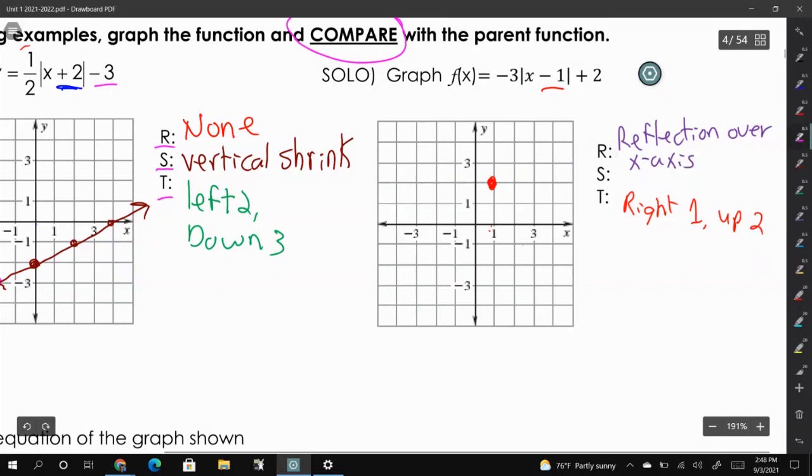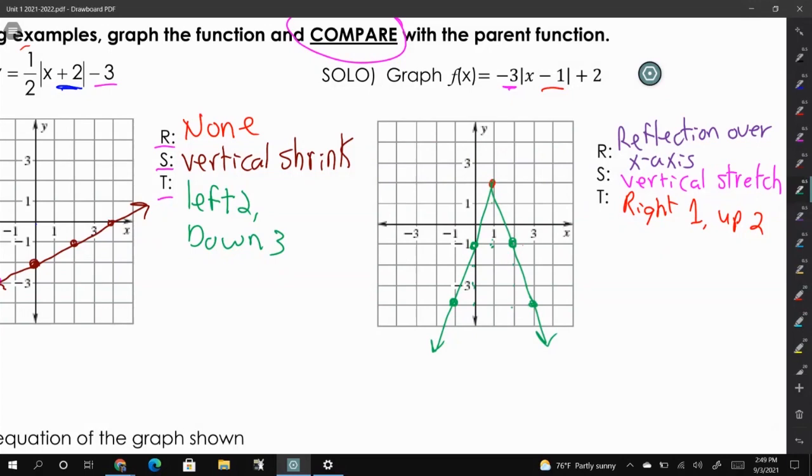And then when it comes to shrink or stretch, that 3 means we're going to have a vertical stretch. So from our vertex, we're going to go down 3 and left 1, down 3 and left 1. And from our vertex, down 3 and right 1, down 3, right 1. So this is what our absolute value function will look like here.